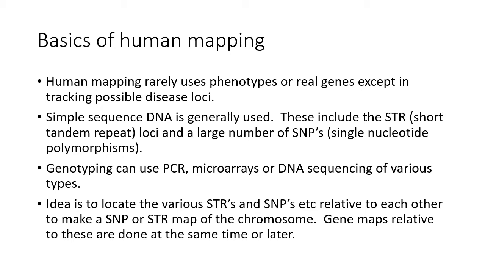So the simple sequence DNA is generally used, including the short tandem repeat loci and a large number of SNPs, single nucleotide polymorphisms. So we're going to genotype a bunch of people, and we can use PCR, microarrays or DNA sequencing to do that. We also have to realize that because these are DNA markers, nothing is recessive. We can basically see all the alleles if we have a PCR test or any other type of test to identify which alleles are present, because both alleles will be visible to these DNA-based assays. So the idea is to locate the various SNPs and STRs relative to each other to make a map of the chromosome.